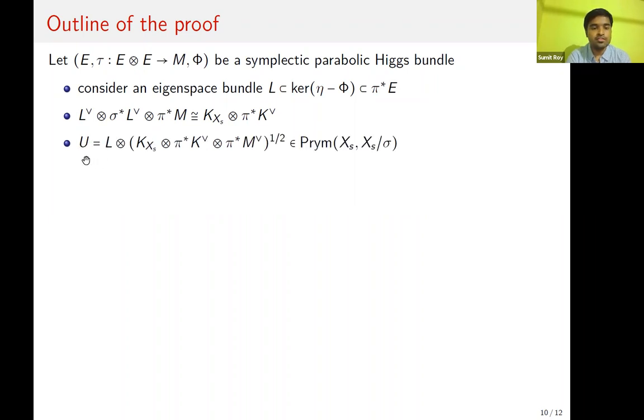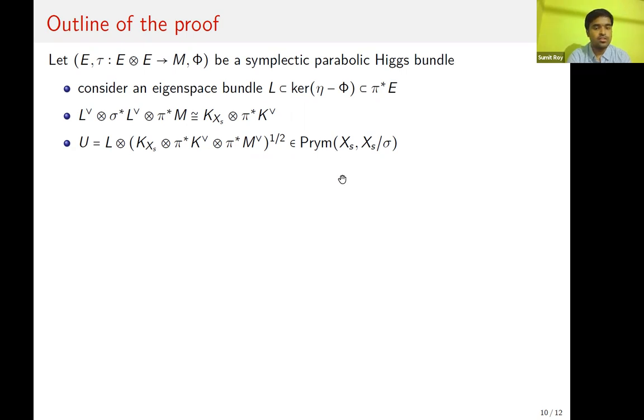And if we consider this line bundle U, which is up there, we can take the square root of this bundle because this degree is even, and then this line bundle U is an element in the Prym variety, which means that sigma star U is isomorphic to U dual, which comes from this isomorphism. Okay. So starting from a symplectic parabolic Higgs bundle, we obtain an element in the Prym variety.